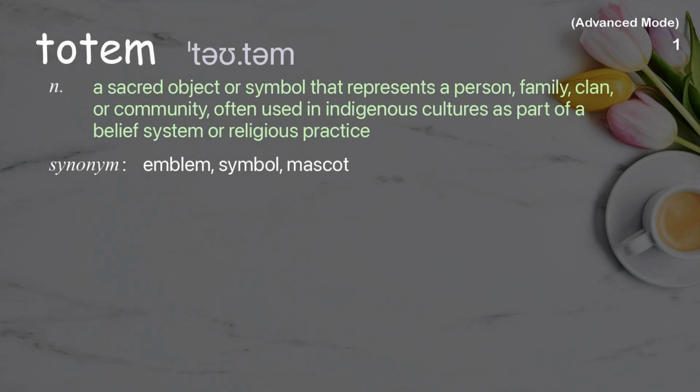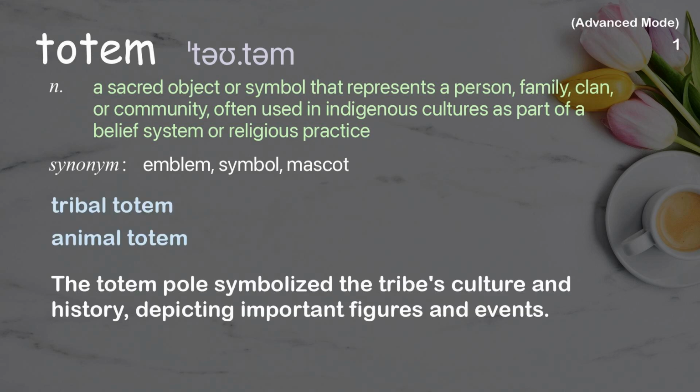Totem. A sacred object or symbol that represents a person, family, clan, or community, often used in indigenous cultures as part of a belief system or religious practice. Examples. Tribal totem. Animal totem. The totem pole symbolized the tribe's culture and history, depicting important figures and events.